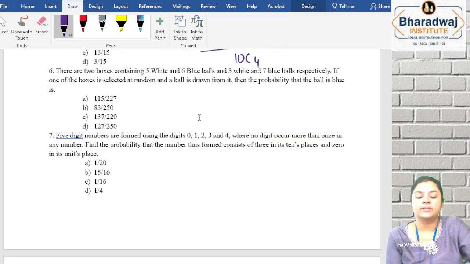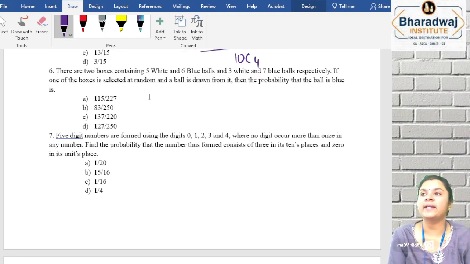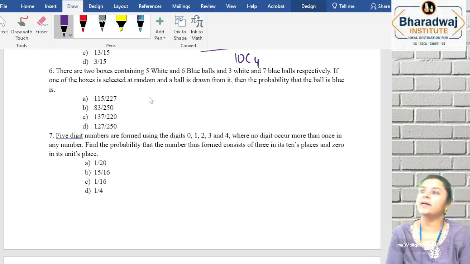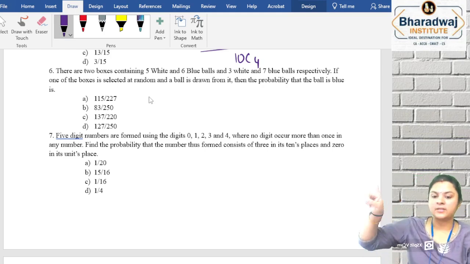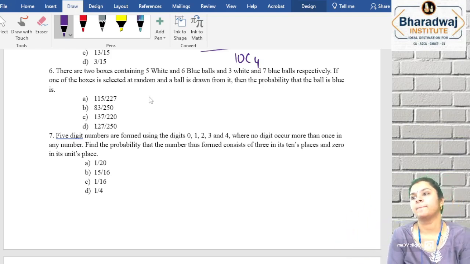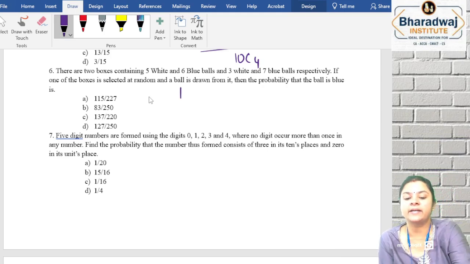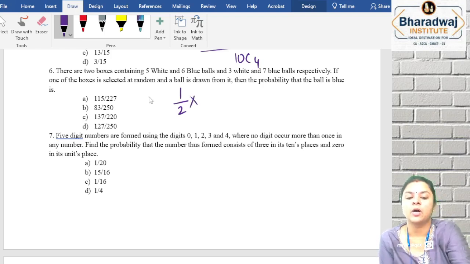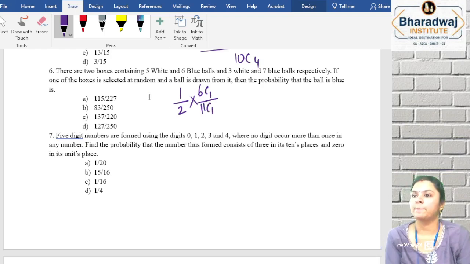Sixth one. There are 2 boxes containing 5 white and 6 blue balls, and 3 white and 7 blue balls. One box is selected at random. It is a 2-activity scenario: one box is selected and a ball is drawn from it. Probability that it is blue. So first box selected, 1 by 2, and a ball is drawn from it. Probability that it is blue. How many blue balls do we have? 6C1 by 6 plus 5, 11C1.